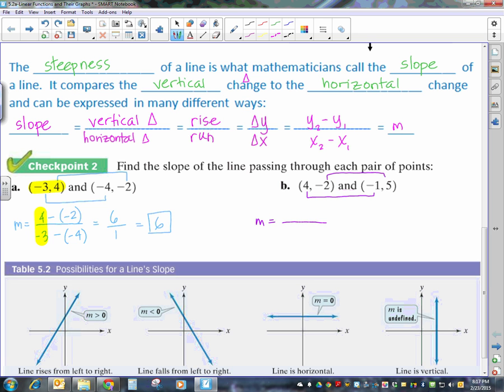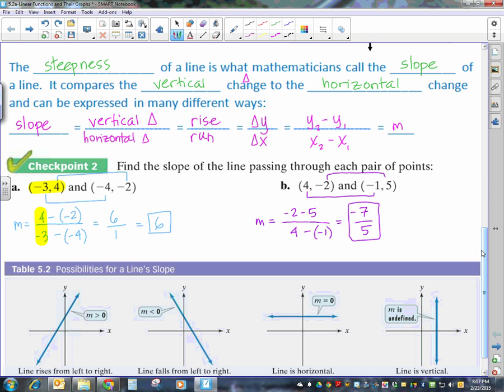So m is negative 2 minus 5, subtracting, and then 4 minus negative 1. Remember, we always like to put parentheses around those negative numbers to help keep our signs straight. So that's negative 7 on top and 5 on the bottom. And that's my slope.